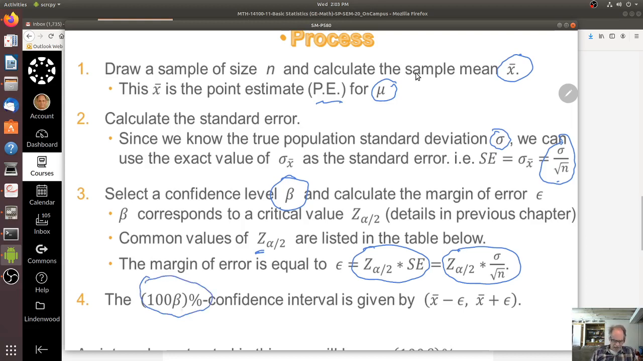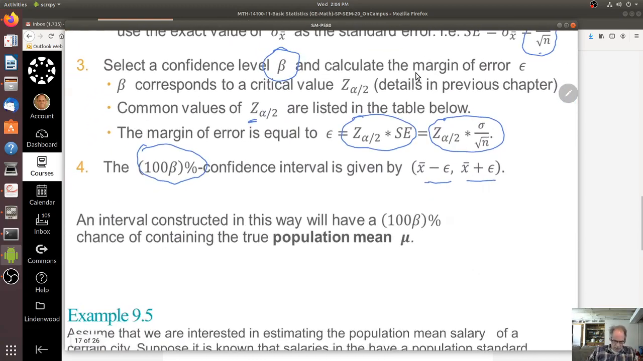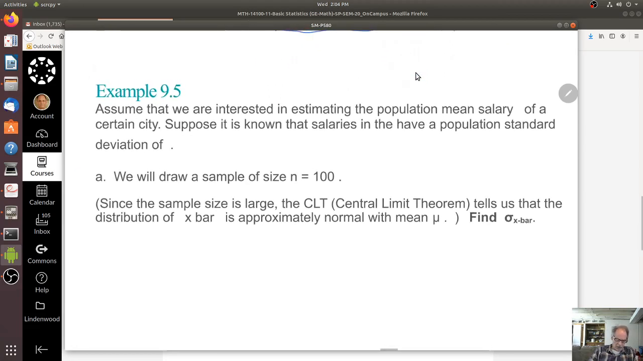So the 90, 95, or 99% confidence interval is given by X bar, which is right in the middle of the interval, plus epsilon and minus epsilon on either side of it. So that's what a confidence interval is for a mean. An interval constructed in this way will have a 90, 95, or 99% chance of containing the true population mean. So it's very much a similar idea to what we were doing in the last section.